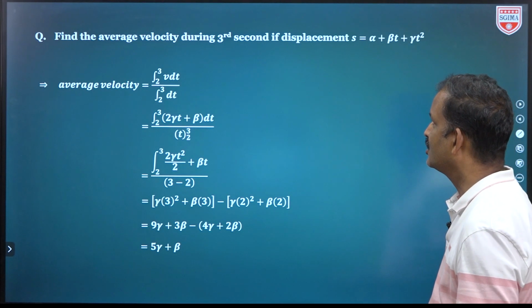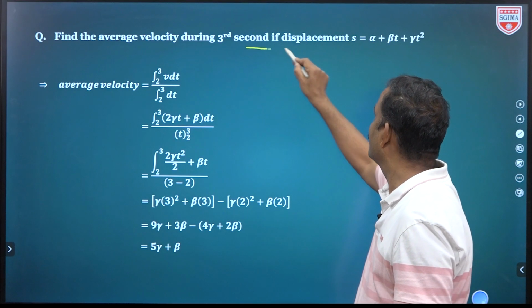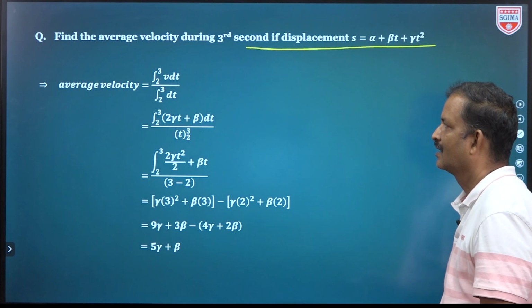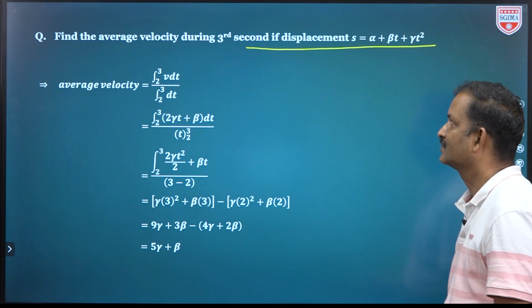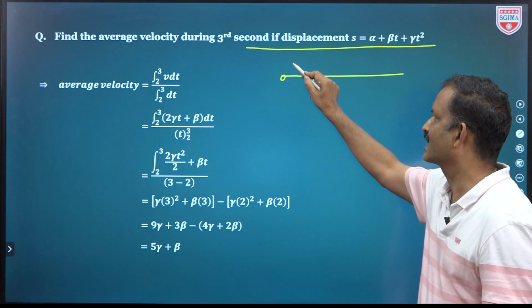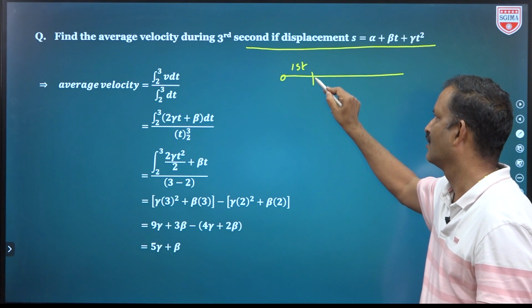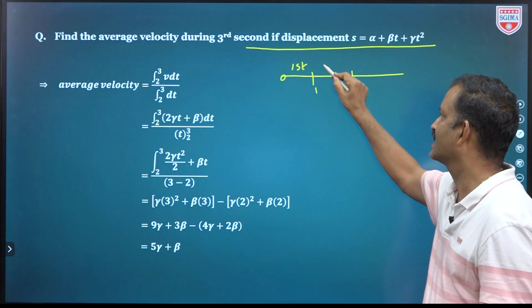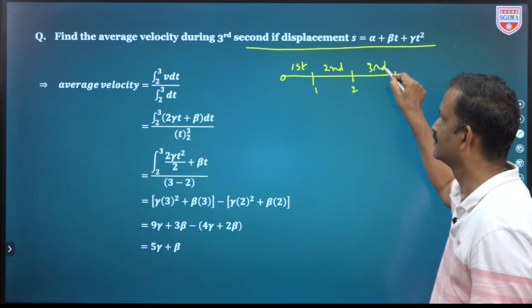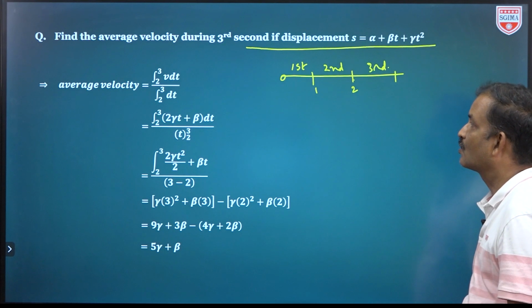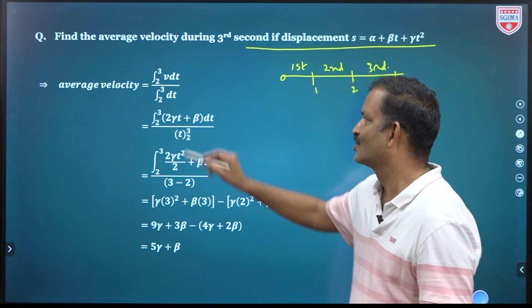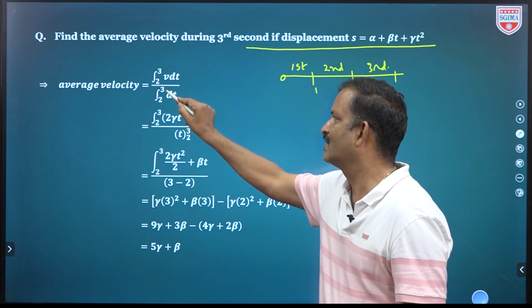Find the average velocity during the third second if displacement is given. Third second. Average velocity. For the third second you have to remember, 0 to 1 is the first second, 1 to 2 is the second second, 2 to 3 is the third second. So from 2 to 3 you have to take the integration. So integral of v dt from 2 to 3 by integral of dt from 2 to 3.